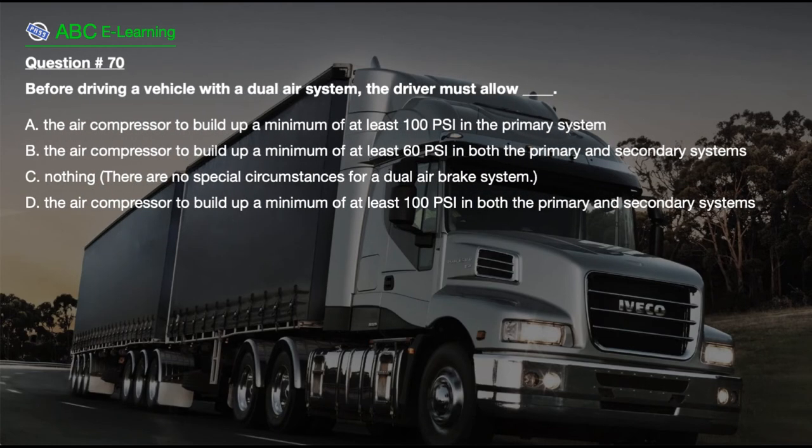Question number 70. Before driving a vehicle with a dual air system, the driver must allow A. the air compressor to build up a minimum of at least 100 C in the primary system. B. the air compressor to build up a minimum of at least 60 C in both the primary and secondary systems. C. nothing. There are no special circumstances for a dual air brake system. D. the air compressor to build up a minimum of at least 100 C in both the primary and secondary systems.